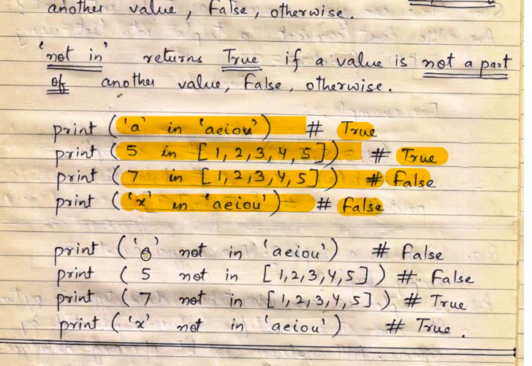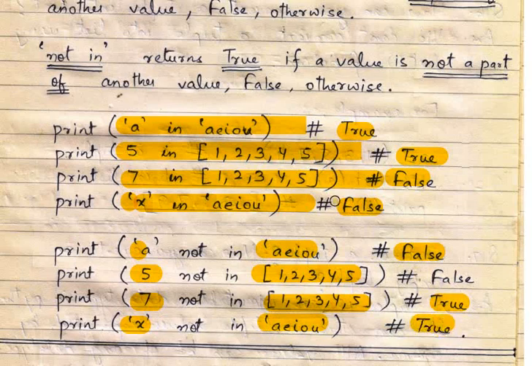Coming to not in. We are writing 'A' not in 'AEIOU'. You can see that A is present in AEIOU, but this statement is saying that A is not in AEIOU. So it would be printing false, because it is telling you a wrong statement. 5 not in [1, 2, 3, 4, 5]. Again, 5 is a value, and [1, 2, 3, 4, 5] is an iterable. 5 not in [1, 2, 3, 4, 5] is false, so false will get printed. Similarly, 7 not in [1, 2, 3, 4, 5] is a true statement, because 7 is not present in [1, 2, 3, 4, 5], so it would be printing true. And then at last, 'X' not in 'AEIOU': X is not present in AEIOU, so it is a true statement, and true gets printed.